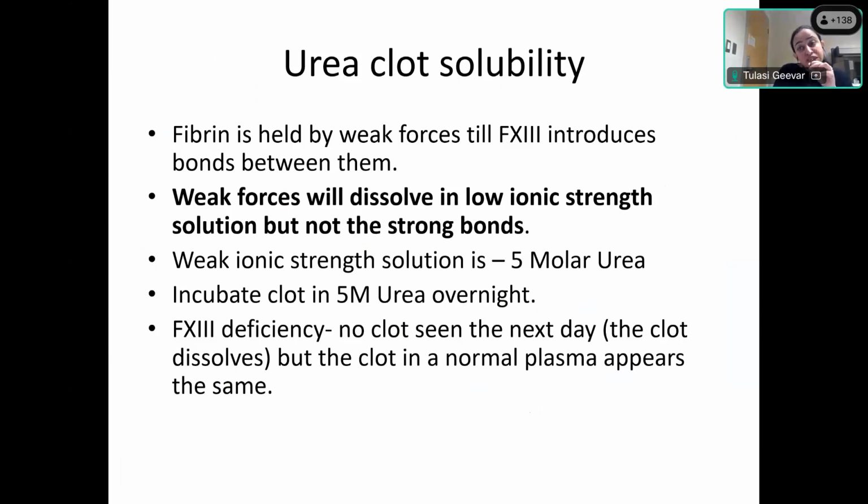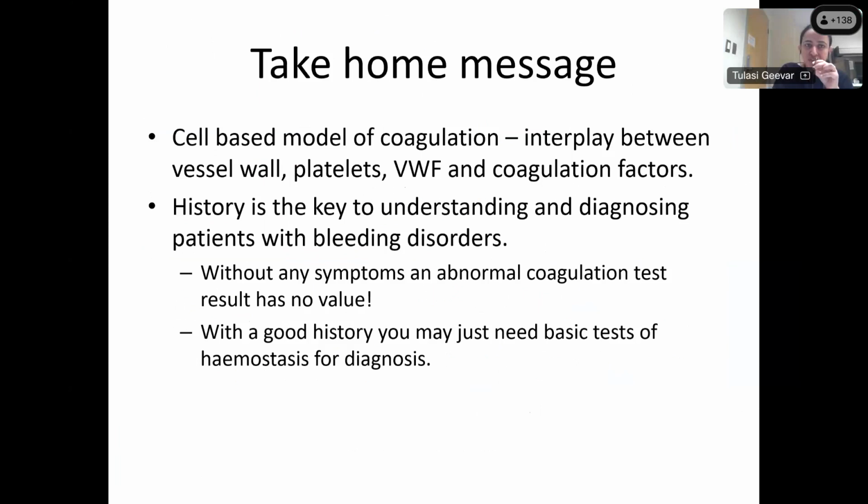So this is a screening test which can be done if the specific assay is not available. Importantly, it may only detect the severe deficiencies.